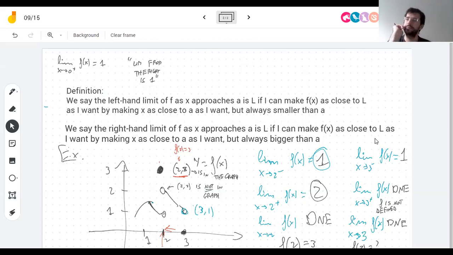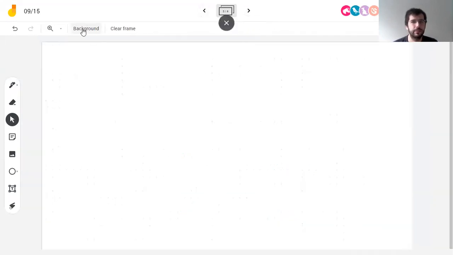And finally, what is f of 3? f of 3 is 0. I drew the point 3, 0, I try to fill it in here. So this is the one point with x coordinate equal to 3 that is in the graph. So f of 3 is 0. Okay. There you go. Awesome. So we've learned a bunch of things right now. Let me recap.